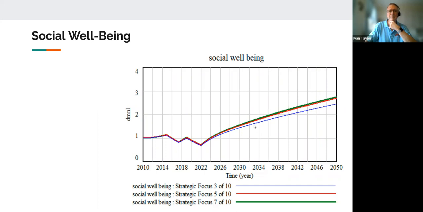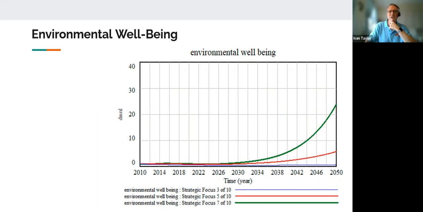Environmental benefits is a huge improvement. So the scale on those earlier slides was in the order of one to five, whereas the scale on the environmental is 1 to 40. And that's because the emissions become low, and that means the environment improves immensely. So as the emissions go to zero, the environment improves exponentially.